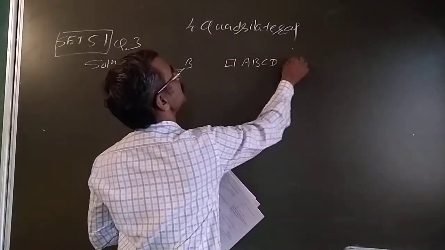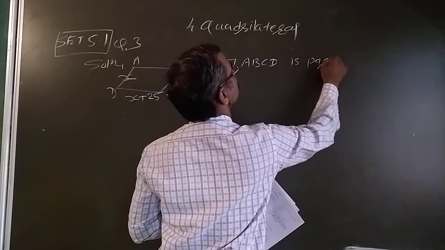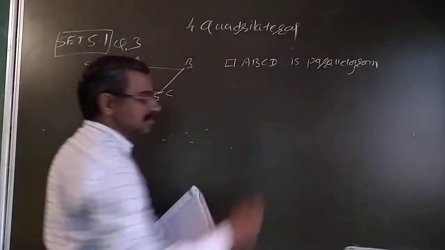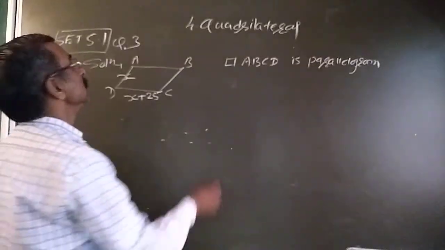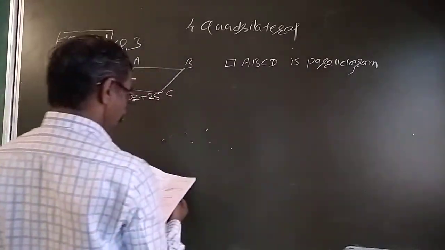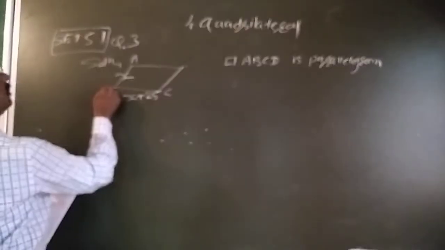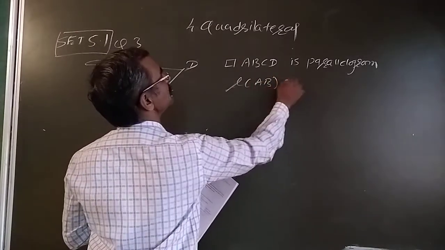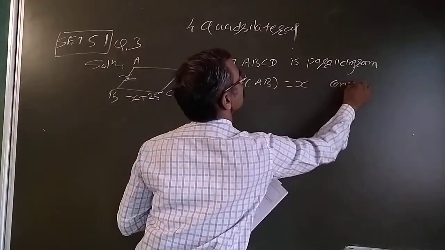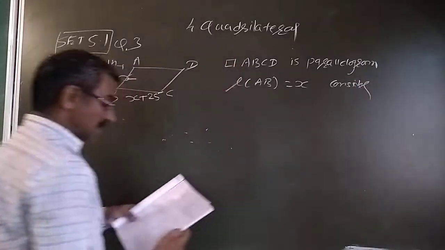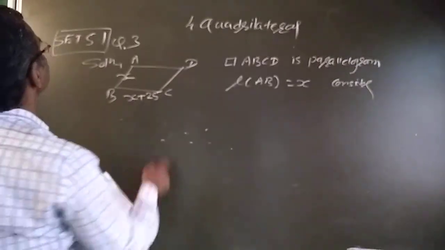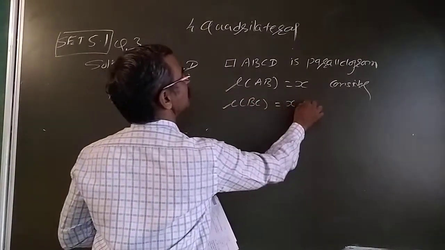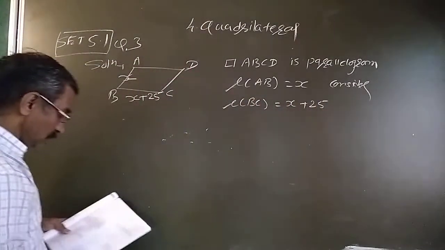ABCD is a parallelogram. The given diagram is of a parallelogram. Then consider the length of AB. Length of AB is equal to x. Then we will find the other length, BC, which is x plus 25. So we will get the two lengths.